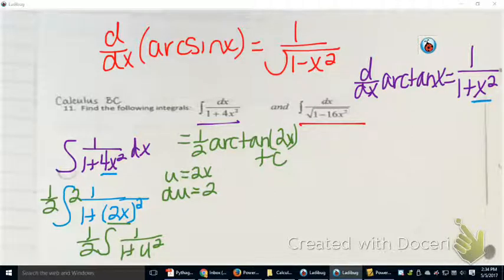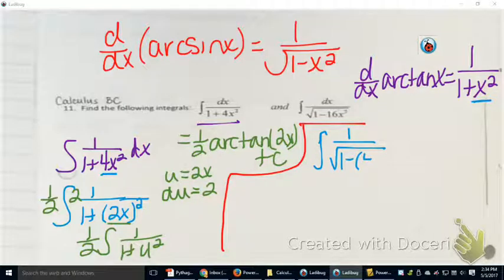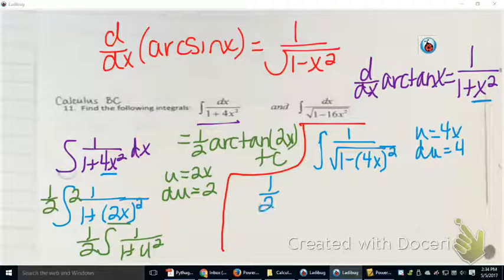Now on the second one, it's a little bit more complicated, I think, just because the square root's there and everything, but it's basically the same process. Think of it as the integral of 1 over square root of 1 minus 4x, and then squared. So 4 squared is 16x squared. So kind of the same. You would let u be 4x and du is 4.